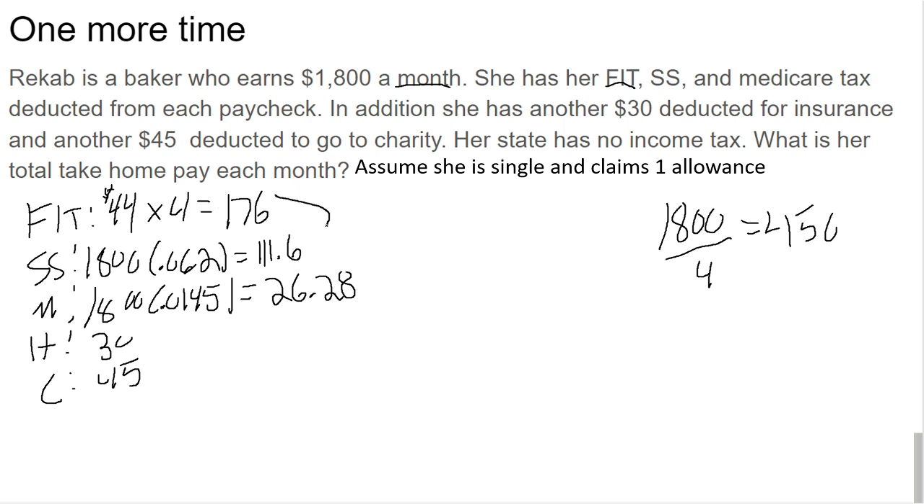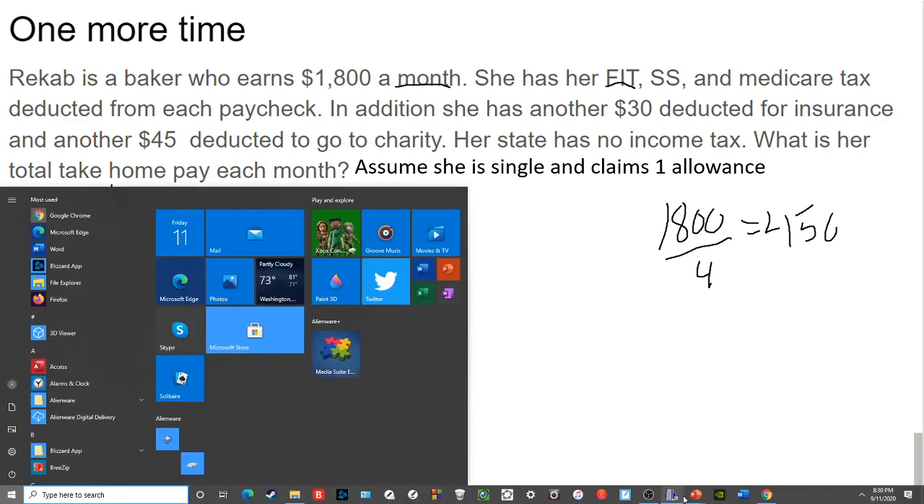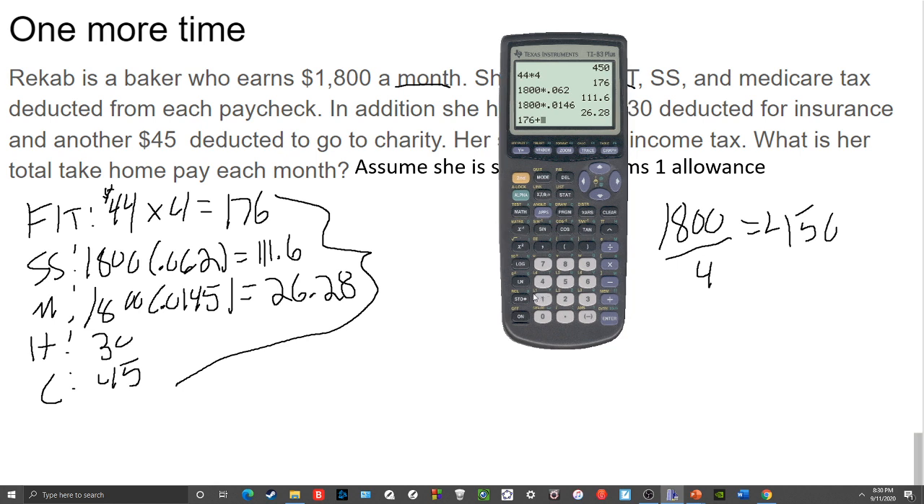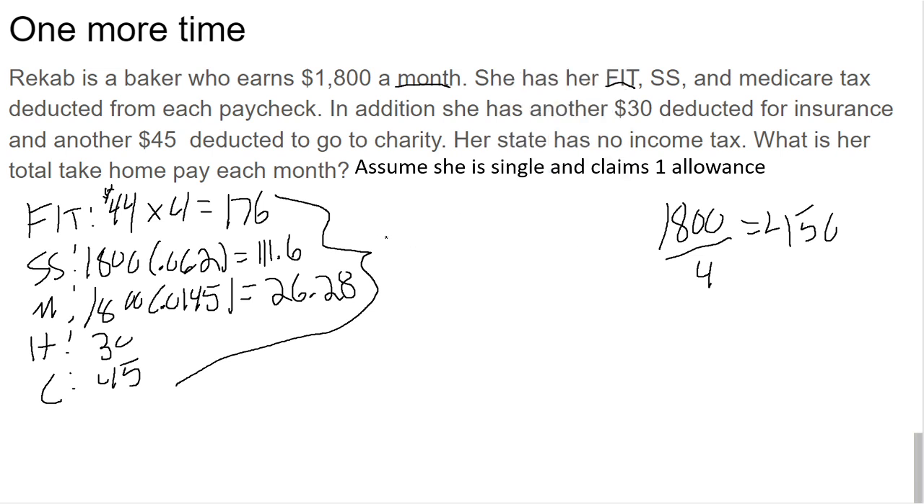Let's go ahead and combine all this together. So we have 176 plus 111.6 plus 26.28 plus 30 plus 45, and we end up getting 388.88. And so now we go ahead and deduct that from the pay.